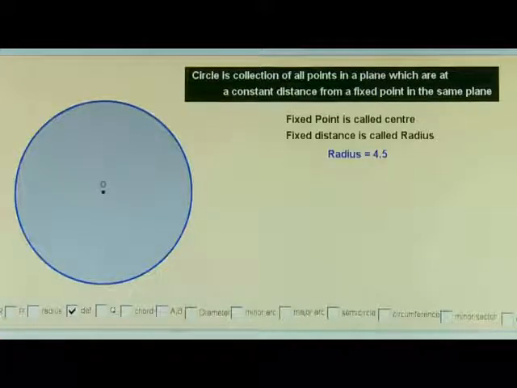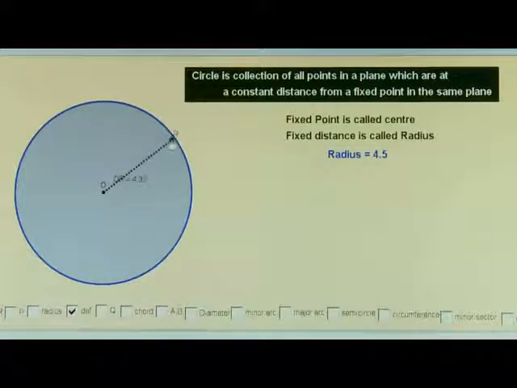Let me take a point R on the circle. Whenever the point R is on the circle, the distance of this point from the center will always be equal to the radius of the circle. See, the radius of the circle is 4.5. The distance of point R from the center is also 4.5, which is equal to the radius of the circle.